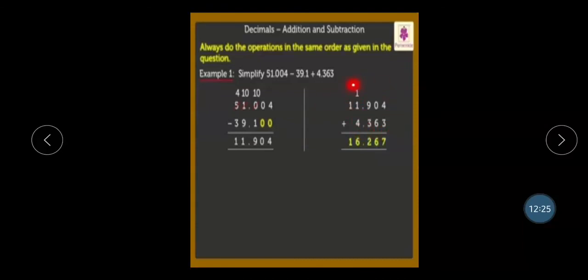Now this 11.904 we will be adding to 4.363. So let's do our addition, children. 4 plus 3, 7. 0 plus 6, 6. 9 plus 3, 12. Carry 1 forward. Put the decimal point before that. 1 plus 1, 2. 2 plus 4, 6. There's no number below 1, so we will copy 1 as it is. So our final answer is 16.267.